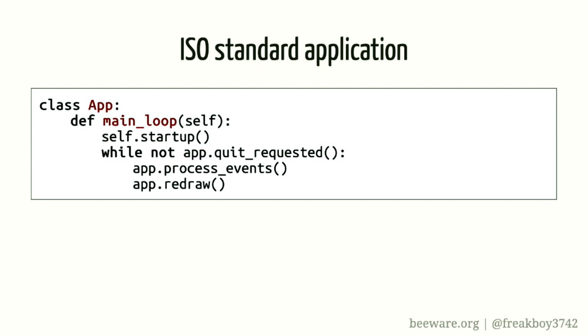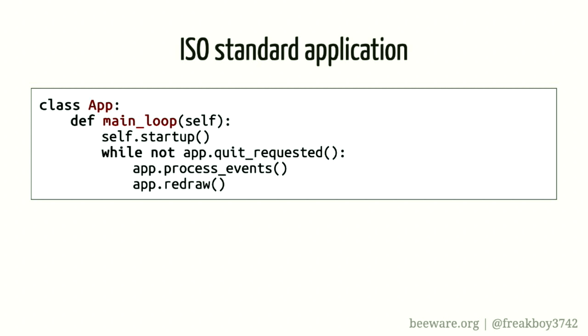Every time you click on a button, type a character, drag the corner of a window to resize it, that's an event. And the app code will respond to each of those events in turn, redrawing any part of the window that requires a visual change. Now, this isn't actually the code of any GUI framework, but it's also not that far off. The important thing to note is that when an app is redrawing, it's not processing events. And when it's processing events, it's not redrawing.